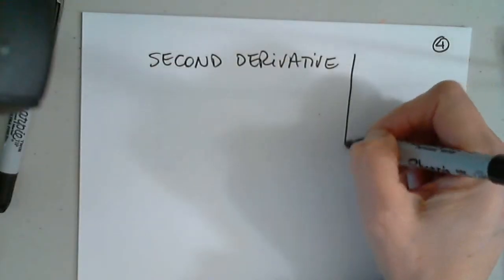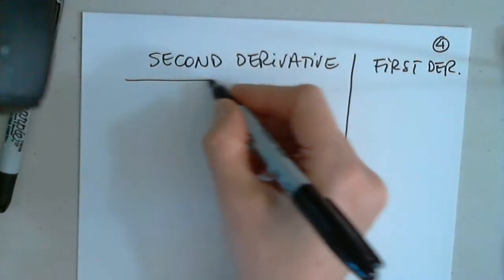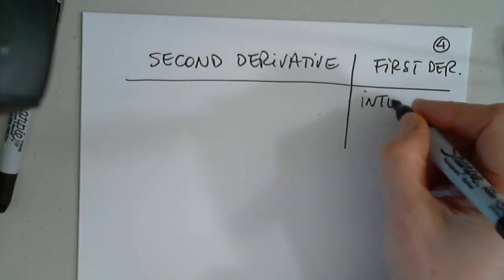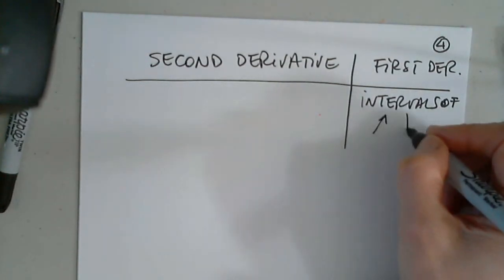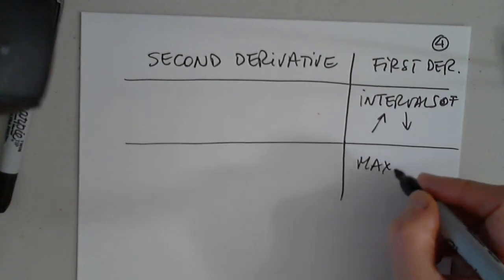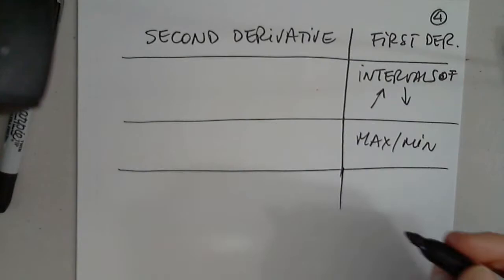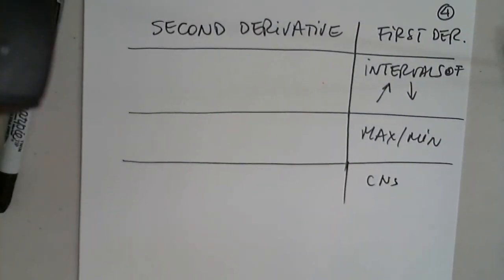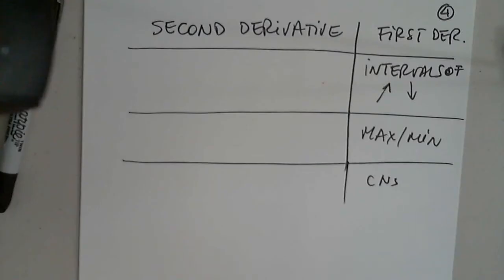Let me summarize here also the first derivative one more time. The first derivative gives intervals of increasing, decreasing, and it gives max, min. And of course, it also gives critical numbers. I should have put critical numbers first, but you know what I mean. These are all important. So this is a starting point, and then these in any order.